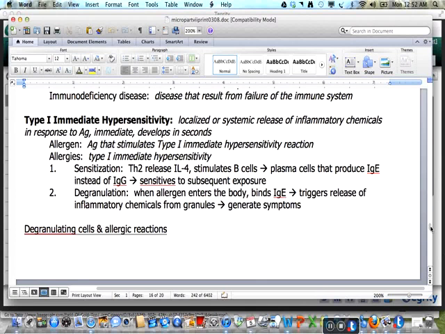During sensitization, Th2 releases IL-4 and stimulates the B cells to form plasma cells that produce IgE instead of IgG. This leads to sensitivities with subsequent exposure. There is degranulation when the allergen enters the body and binds IgE. This triggers the release of inflammatory chemicals from the granules and generates the symptoms.